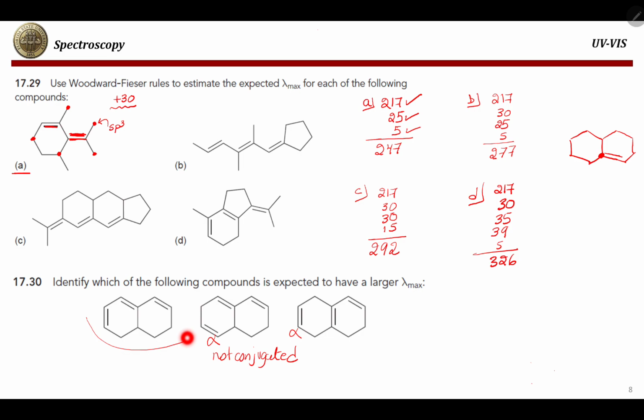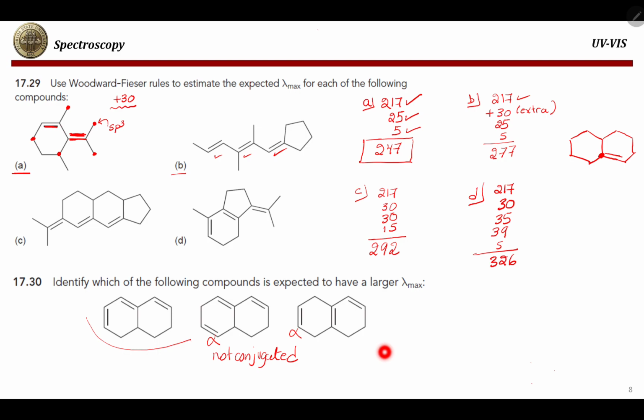We don't have a homoannular diene because our double bonds are not inside the same cycle. That's why for compound A, this is going to be the lambda max. Now, for compound B, those are the two double bonds which count for the 217 nanometers, and then I have one more double bond. That's why I will add plus 30, for the extra double bond.